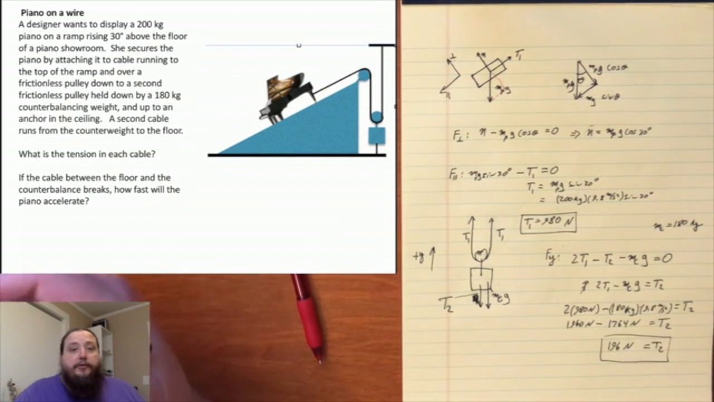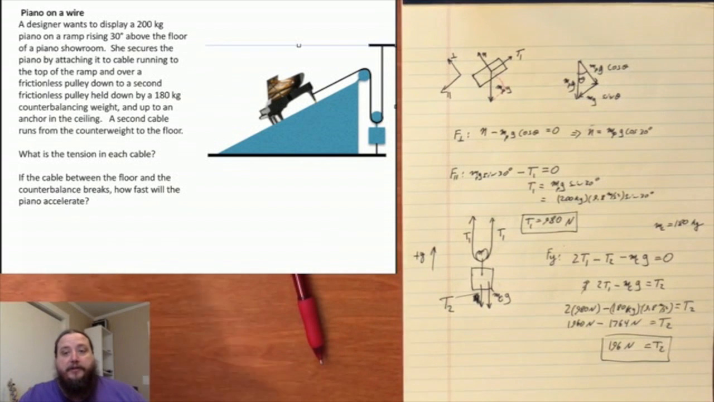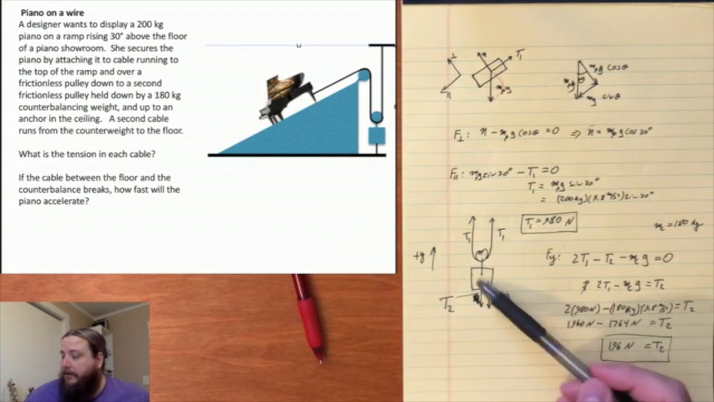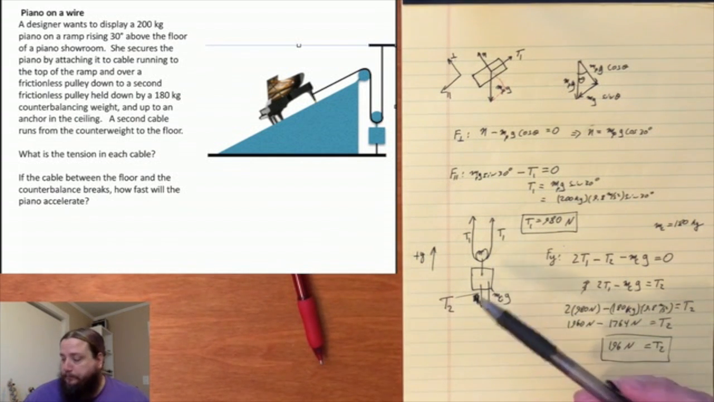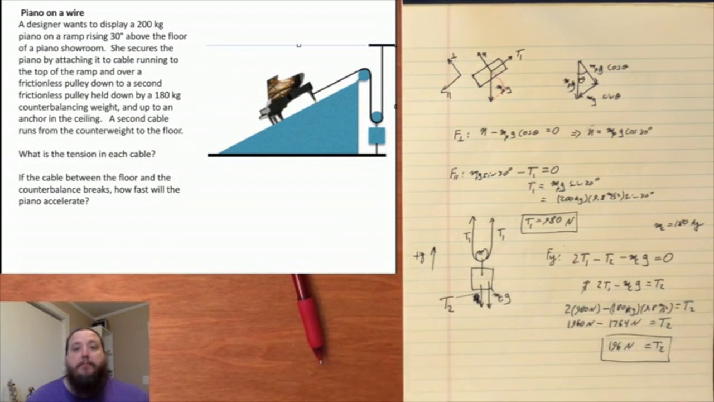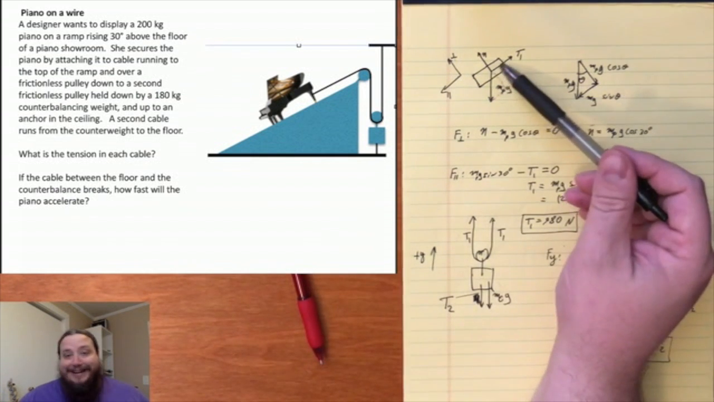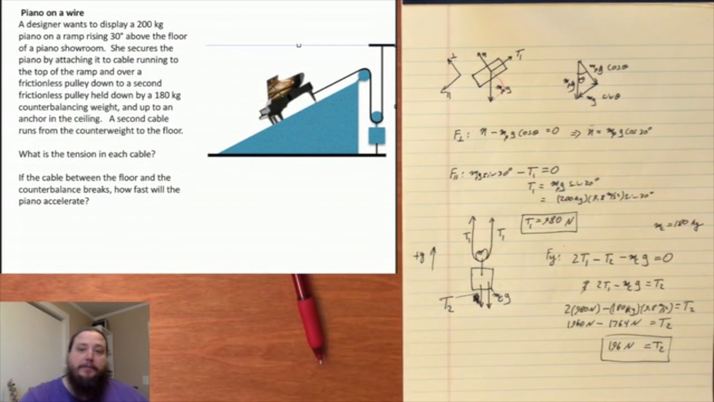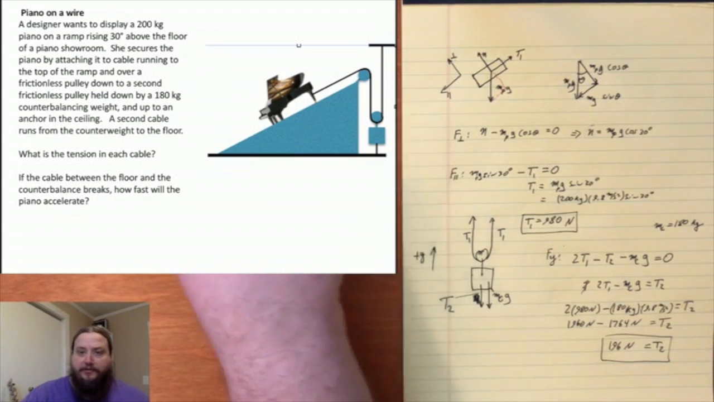So cable 2 doesn't have to have a lot of tension on it. In this case, that was the whole point of having a counterweight system, so that the weight of the counterweight is supplying most of the force needed to counteract the weight of the piano, and it's just a little bit of imbalance that the cable itself has to overcome, this 196 newtons.